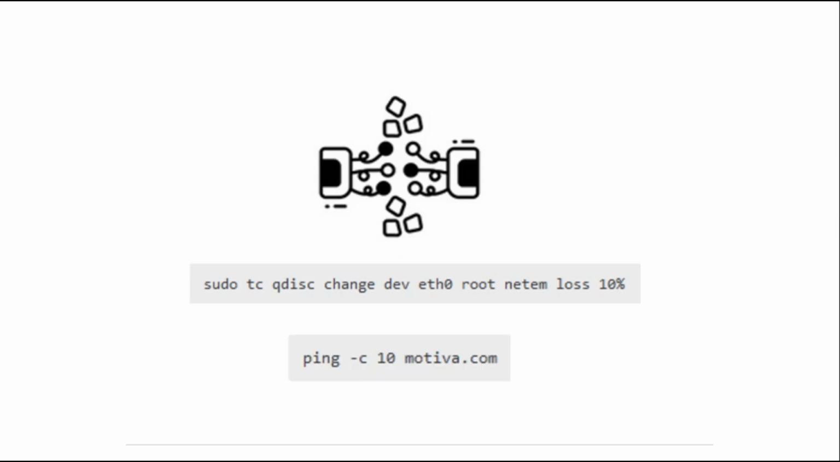You can also verify the delay by running network test commands such as ping. This sends 10 ICMP echo requests to the domain motiva.com to check its reachability and measure response times.